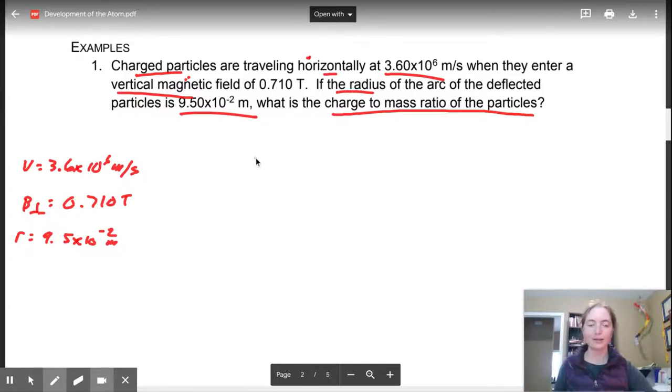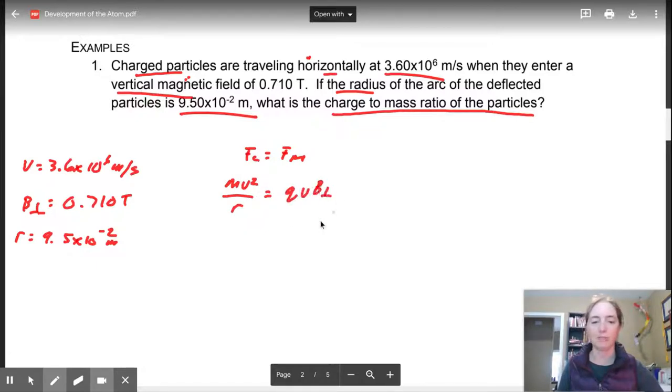So just like we did above, if you are asked to calculate the charge to mass ratio, this is going to be your strategy. And just as we did above, our mv squared over r is going to equal our qvB perpendicular. Cancel those out. We wind up with mv over r is equal to qB perpendicular. And then we're going to divide both sides by m, so we can get q divided by m, and divide both sides by B to get B over onto this side.